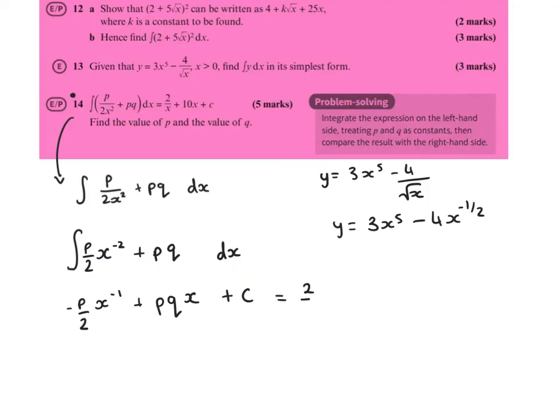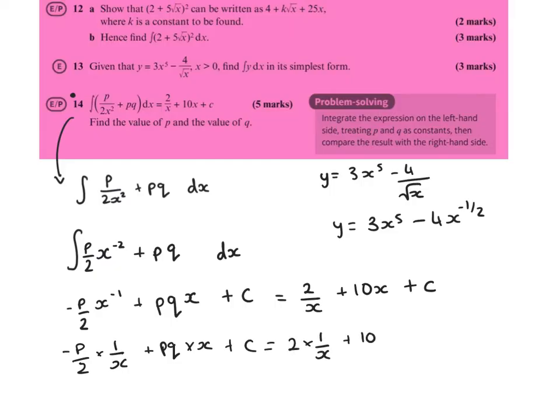Now, we know that this equals 2 over x plus 10x plus c. So what we're going to do is we're going to equate coefficients, okay? So I'm going to rewrite the left-hand side. Minus p over 2 times 1 over x plus pq times x plus c equals 2 times 1 over x plus 10 times x plus c. Now, I wouldn't normally write it in this much detail in the exam. Okay, this is just an example.